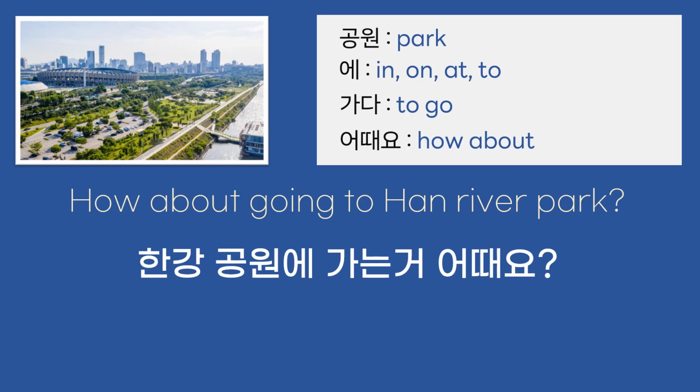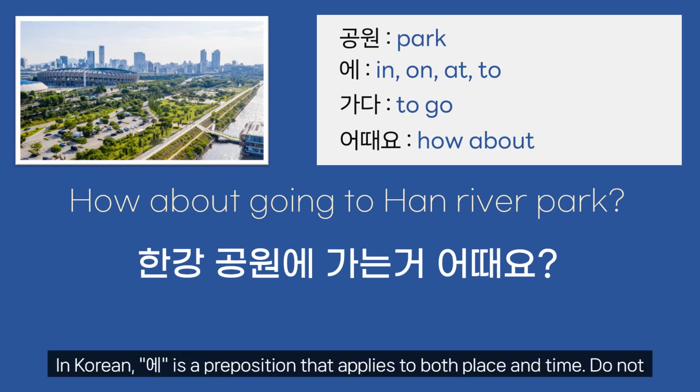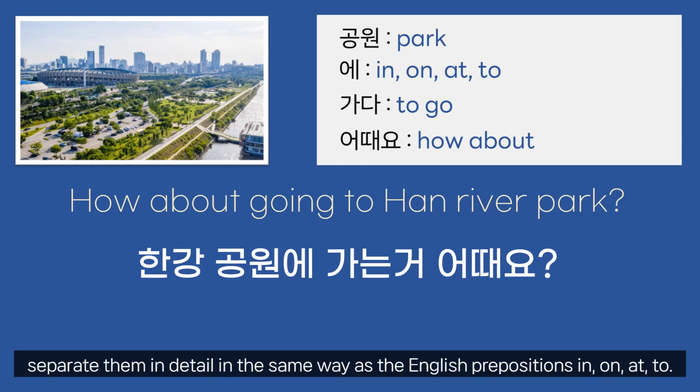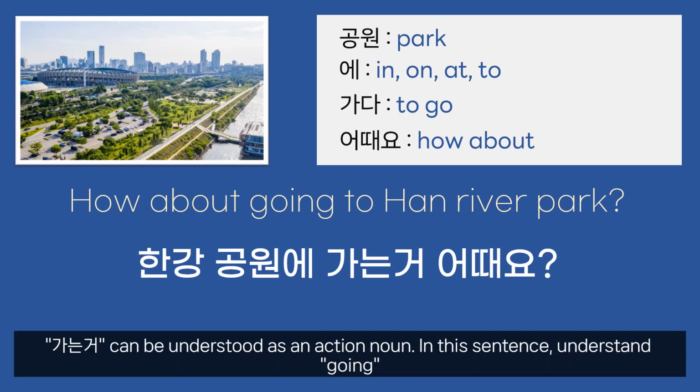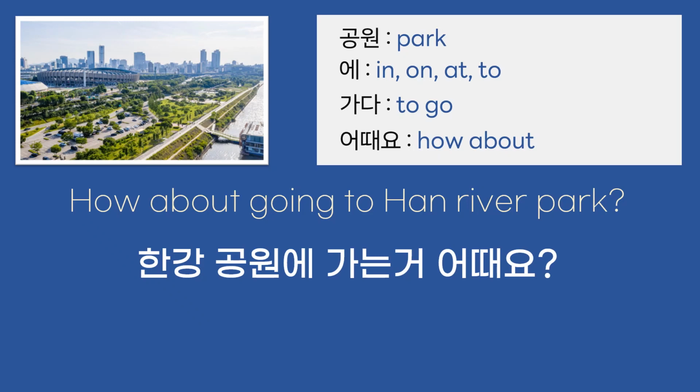How about going to Han River Park? In Korean, e is a preposition that applies to both place and time. Do not separate them in detail in the same way as the English prepositions in, on, at, to. Therefore, the context must be well understood. 가는 거 can be understood as an action noun. In this sentence, understand it as going.